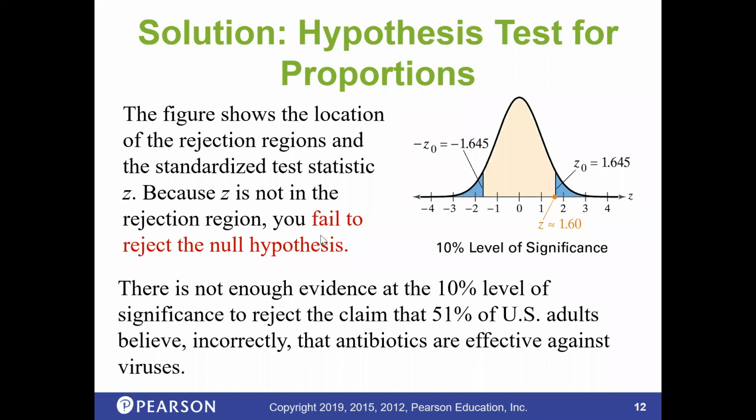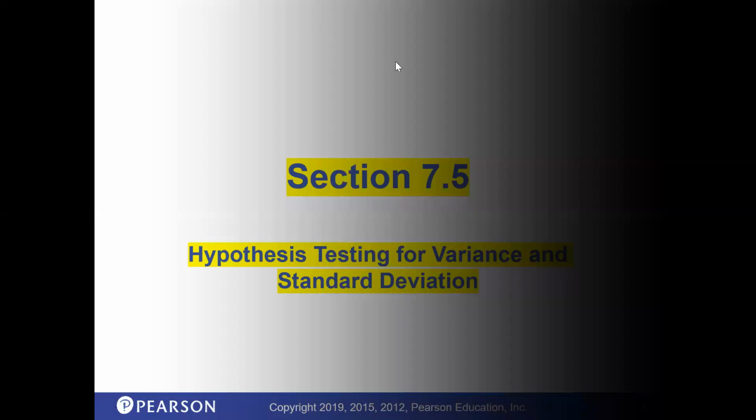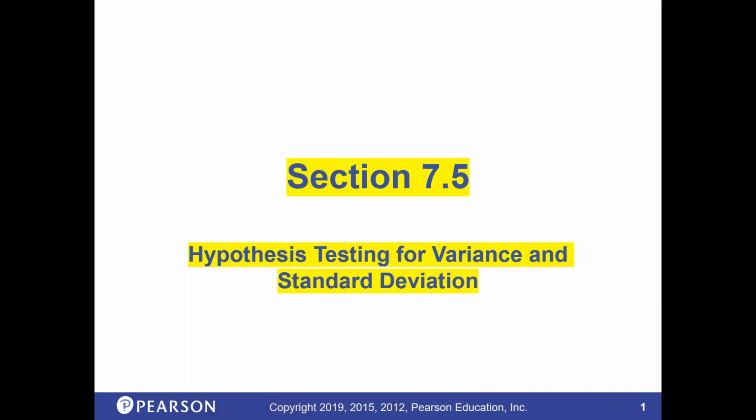And that wraps it up for 7.4, and we're jamming to 7.5. Okay, guys, last section. This is crazy. This is it. So hypothesis testing, no longer for the average.